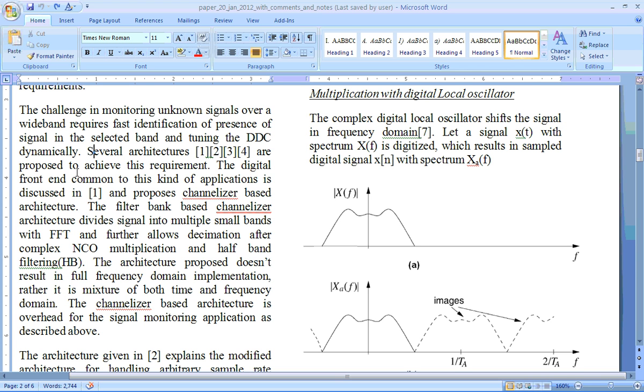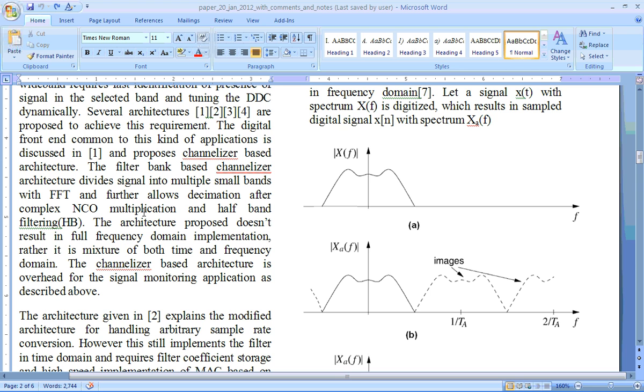That has a lot of limitations. Certain things we are highlighting, and certain things are already well discussed in literature. That itself is called a channelizer. Some pre-processing or post-processing is done to handle windowing effects and overlapping. Is that there in the first figure? Yeah, it's there. The filter bank based channelizer architecture divides the signal into multiple small bands with FFT, and further allows decimation after complex NCO multiplication and half band filtering.